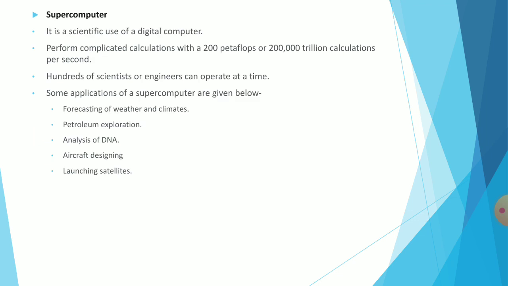Then second, digital computers, which include the supercomputer. This is digital, and it is used for scientific purposes. It can process 2 lakh trillion calculations per second. So within a second you can process this many instructions. Hundreds of scientists and engineers can operate at the same time. Supercomputers are used for forecasting weather and climate, petroleum exploration, analysis of DNA in biological research, aircraft designing, and launching satellites. So that is where you can use a supercomputer.